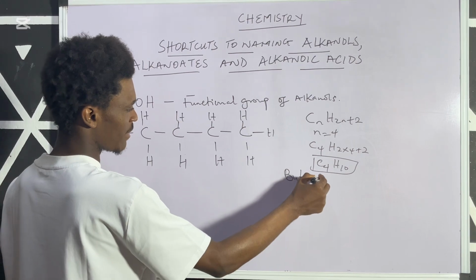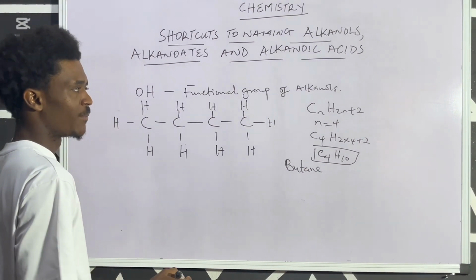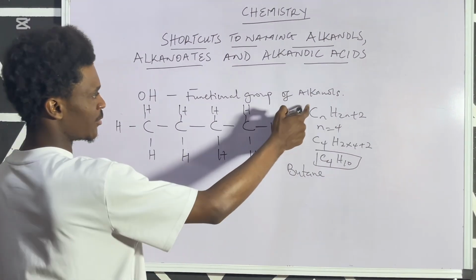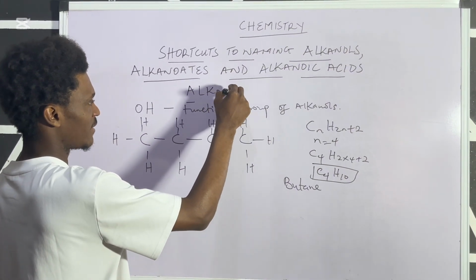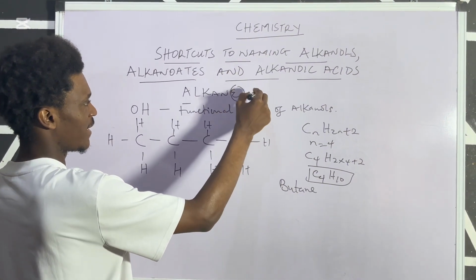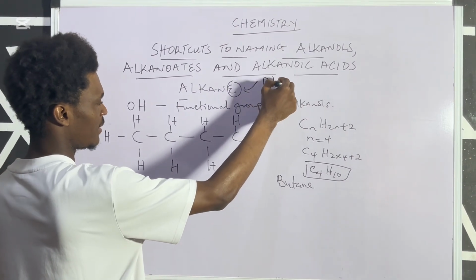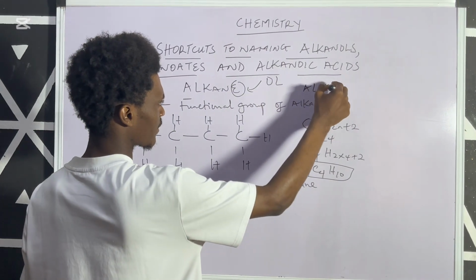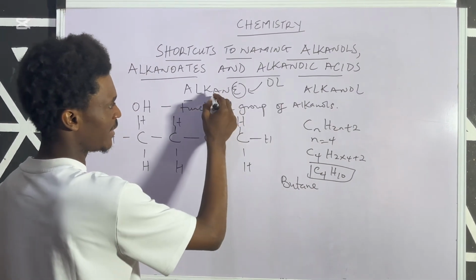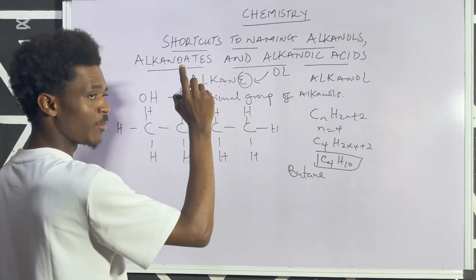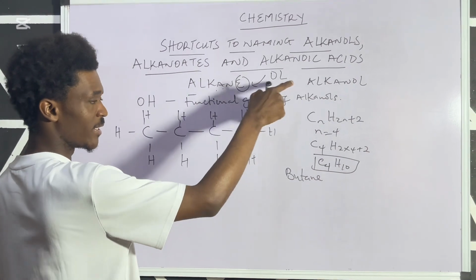Why? It has how many carbons? 4. Now, generally, the alkanols, they are formed from the alkanes. The spelling of alkane is like this. So if I remove this E and I replace it with OL, it gives me alkanol. And by that, it means for you to get alkanol from alkane, you have to remove one atom of hydrogen from alkane for you to get alkanol.